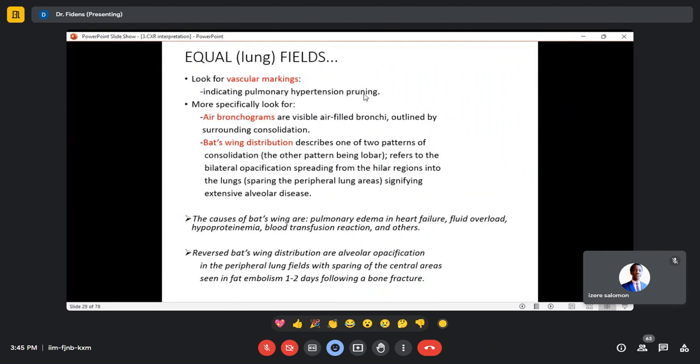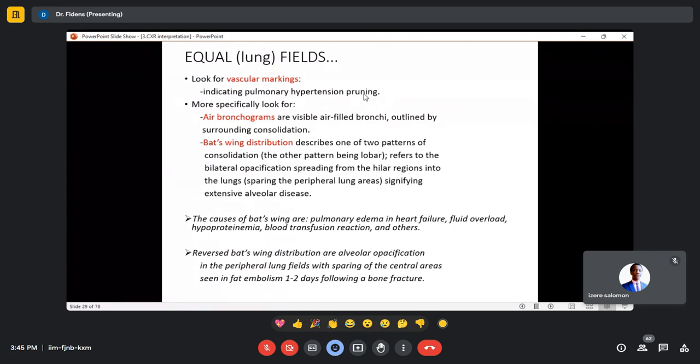pulmonary arterial hypertension. At the hilum, the vessels are prominent, they are marked prominent, but immediately they are like cut off on both sides. They are like cut off peripherally. It's too recent and there is no blood vessel. That is what you call the pruning sign, and it is seen in pulmonary arterial hypertension.